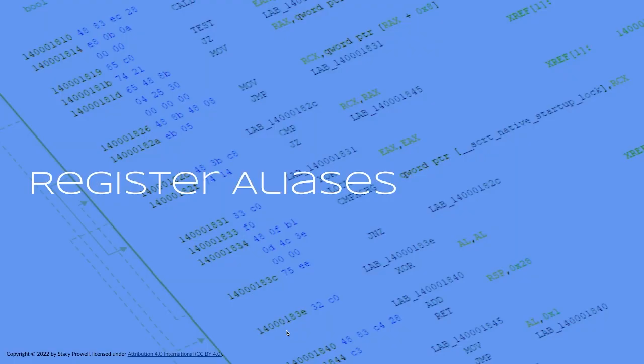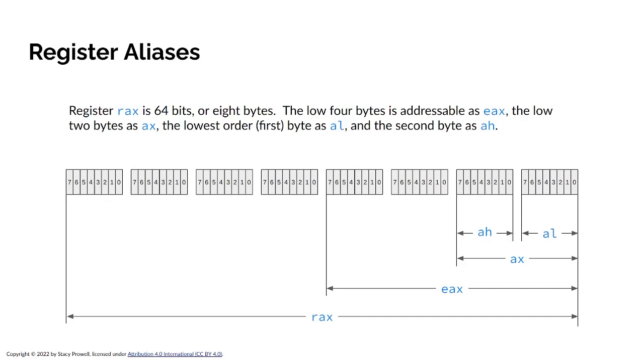Let's talk about register aliases again. Remember, RAX is the big register, right? It's 64 bits, so it's 1, 2, 3, 4, 5, 6, 7, 8 bytes long. RAX refers to these bits. EAX refers to the low 32 bits. AX refers to the low 16, and AH and AL refer to one of the two low bytes. And that's how that works. So those are aliases, and that's true for all the different register aliases that we have.